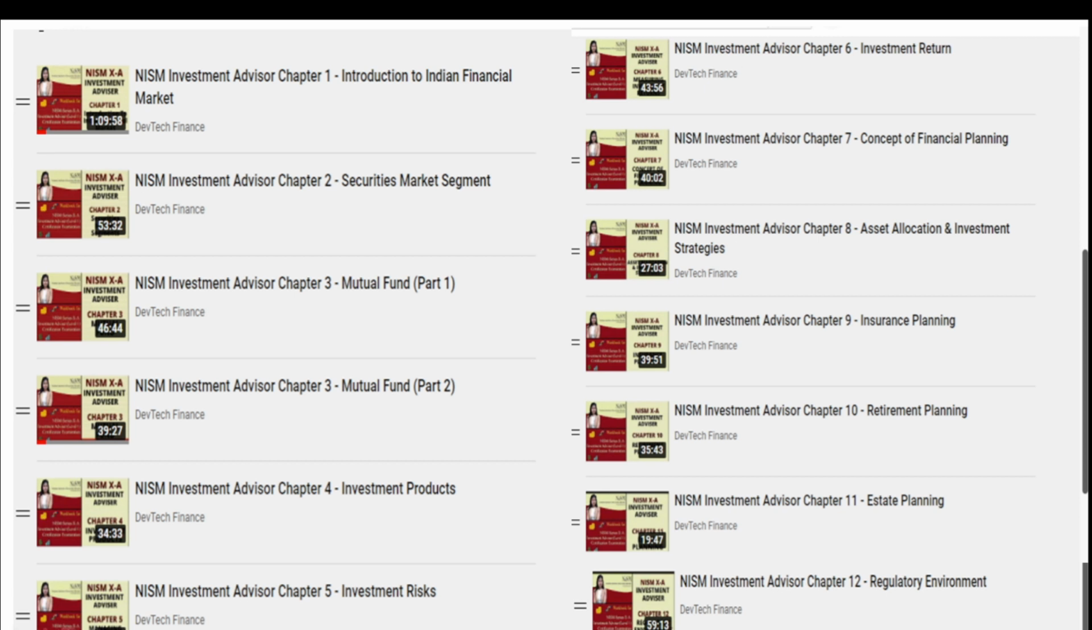Now coming to chapter 8, asset allocation and investment strategies. Again, this would be a part of your module 3 and 4, which focus on investment. Chapters 9, 10 and 11, which are about insurance planning, retirement planning and estate planning, are now covered under your module 1 of personal financial planning. They have not been mentioned as separate chapters, but as a part of personal financial planning. So these chapters would be helpful if you are targeting module 1 in your preparation. So you can go through these chapters.